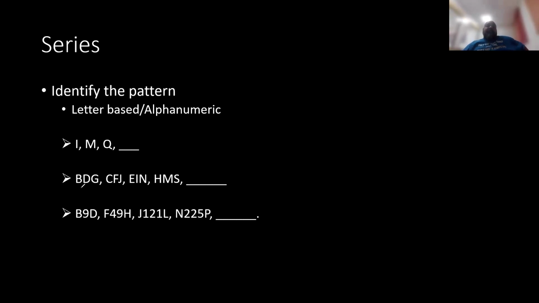Again, if I look at this question, BDG, CFJ, EINHL. B plus 1 is C, D, E plus 2, F, G, H plus 3, and therefore the first alphabet has to be a plus 4, H, I, J, K, L.